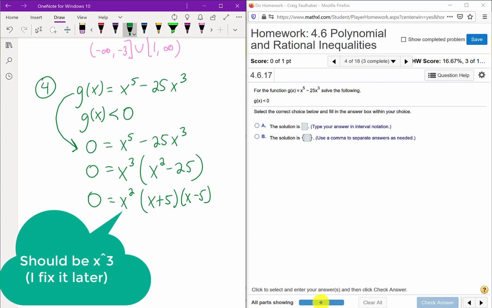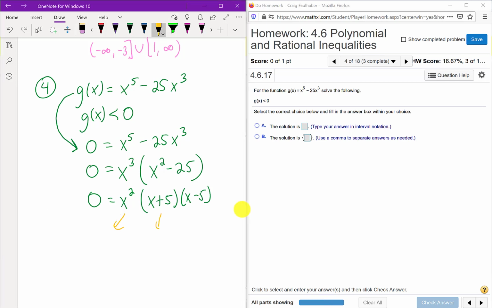So when we finish our factoring on this problem, we're left with this. Now we have 3 factors set equal to 0. The first one is going to give us a 0 of x equals 0. The second one is going to give us a 0 of x equals negative 5. And the third one gives us a 0 of x equals positive 5.